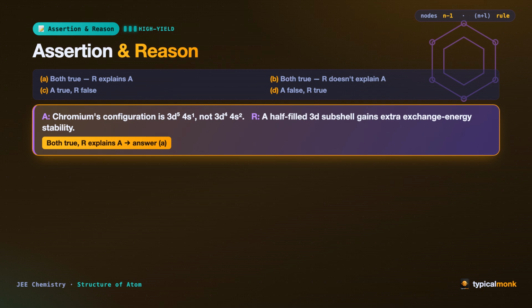First one. Assertion, chromium's configuration is 3d5 4s1, not 3d4 4s2. Reason, a half-filled 3d subshell gains extra exchange energy stability. Think like SATA. Check each statement on its own, then check the connection. Is the assertion true? Yes. Is the reason true? Yes. And does the reason explain the assertion? Perfectly. Chromium moves an electron precisely to reach that stable half-filled d. Both true. Reason explains. Option A.